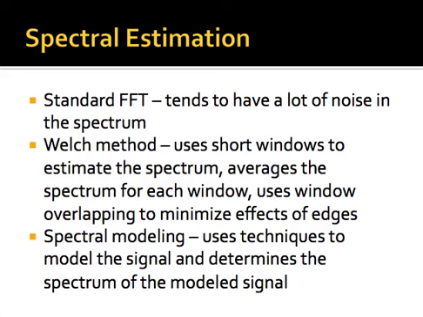The other technique, which we won't talk about in depth, and which is also done not as commonly as the Welch method because it is a little more complicated, is to use something called spectral modeling. And there are a couple of different ways to do this. One can use parametric modeling. One can use non-parametric modeling. But basically, both of these methods use techniques, and the goal is to model the signal and then determine the spectrum of the modeled signal as opposed to determining the spectrum of the real signal.